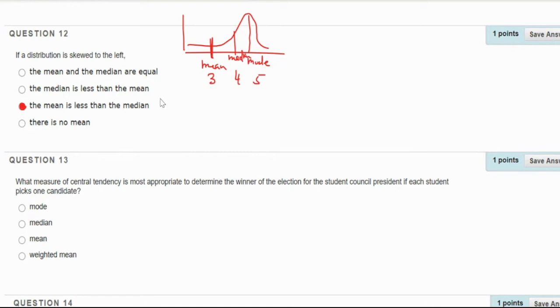This looks like more of a concept question. It says, what measure of central tendency is most appropriate to determine the winner of an election? When an election is conducted, do we find the mean? No. Do we find a weighted mean? No. Is it the mode? Good, excellent. The mode is what most people prefer. So the answer would be the mode.